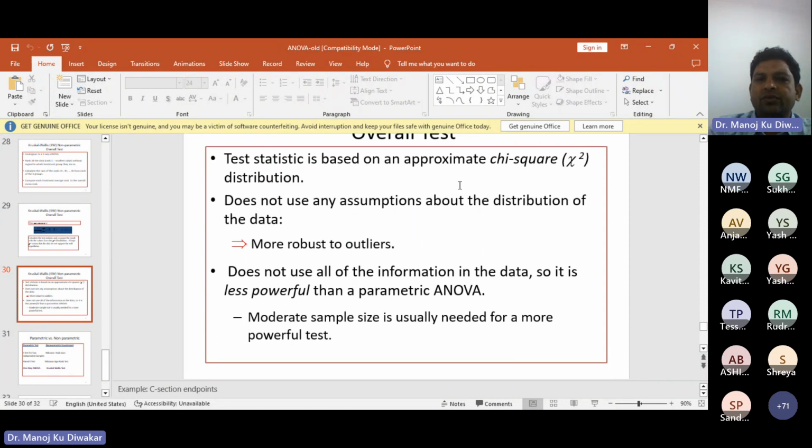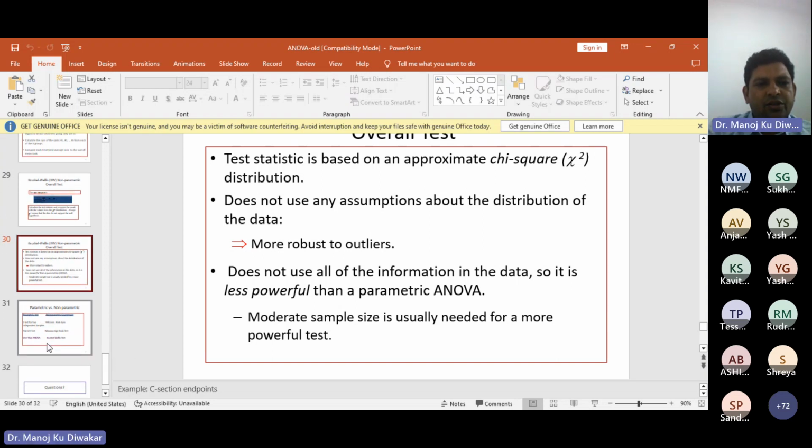The test strategy is based on the approximate chi-square distribution, does not use assumptions about the distribution of the data, and is more robust to outliers. So if there are outliers in your data, or skewed data, then you can go for this non-parametric method, Kruskal-Wallis. It does not use all the information in the data, so it is less powerful than the parametric ANOVA. Moderate analysis can usually be done in these cases.